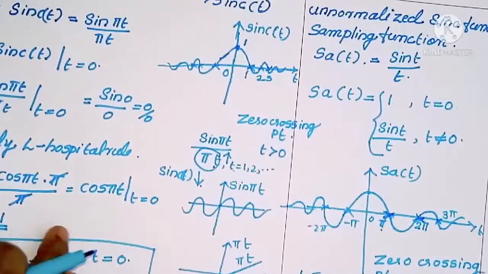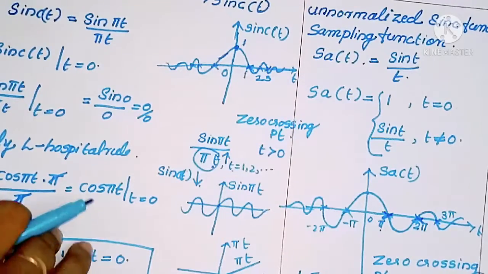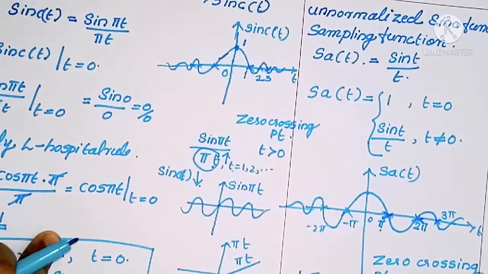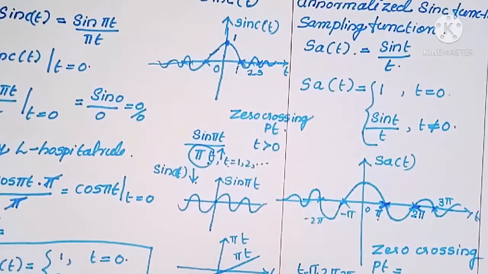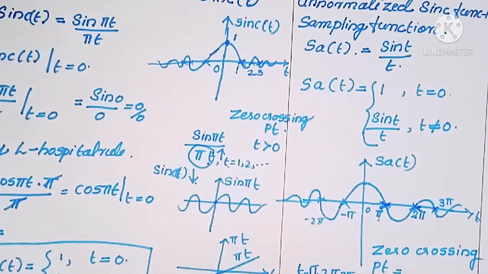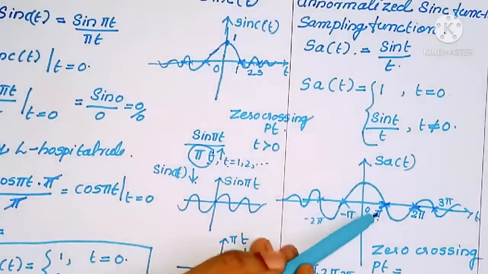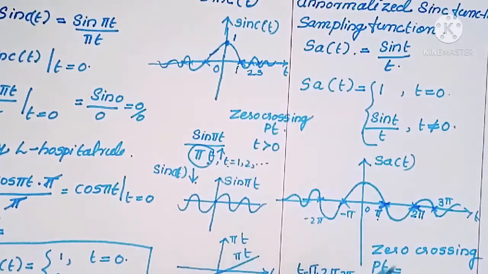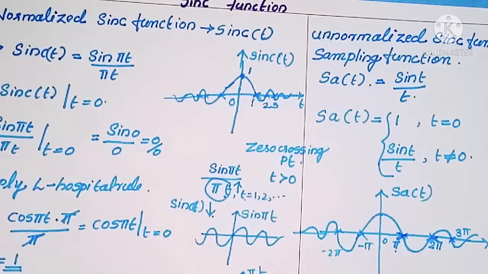So in the normalized sinc function, you get the zero crossing points at integer values of t. In the unnormalized sinc function, you get the zero crossing points at integer multiples of pi. So these are the details about the sinc function.